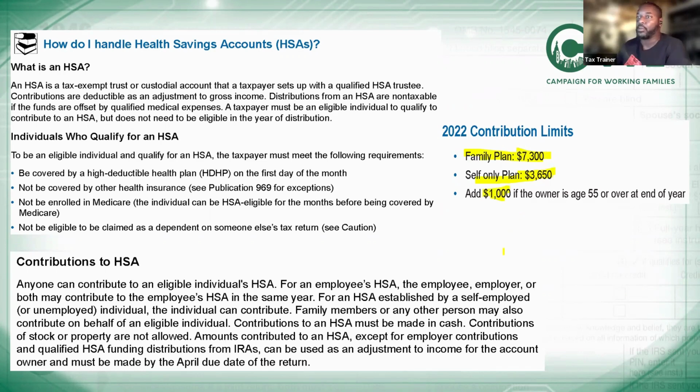Now, how can I contribute to an HSA? Anybody can contribute to your HSA. Your employer can do it. You can do it. Your mom can do it. Your dad can do it. Your brother can do it. Anybody can contribute to your HSA. All right. Just know that your contribution limits are at a certain amount. So as a self-only person, she cannot have more than $36.50 in contributions.